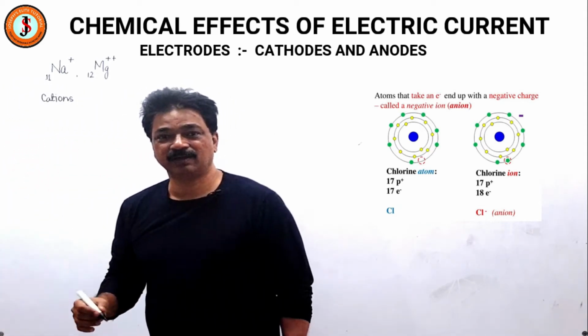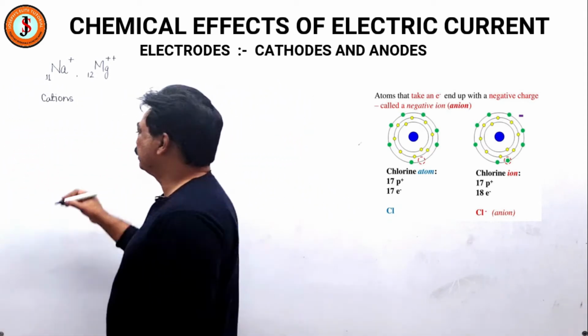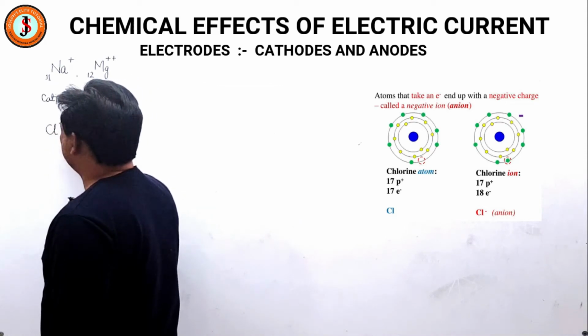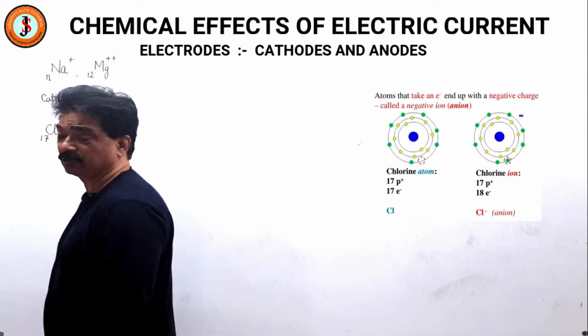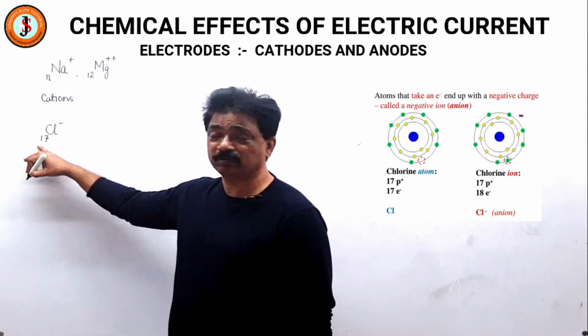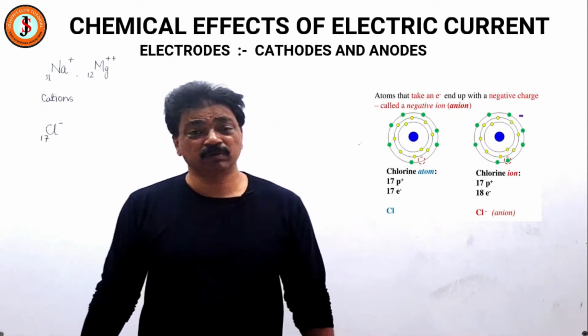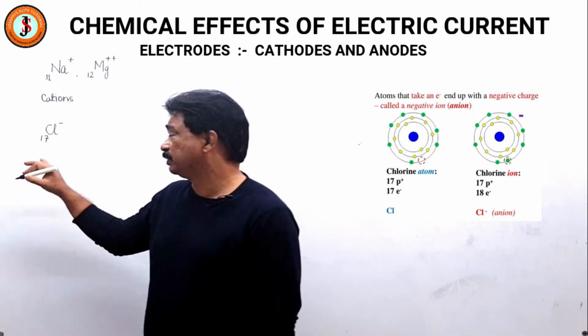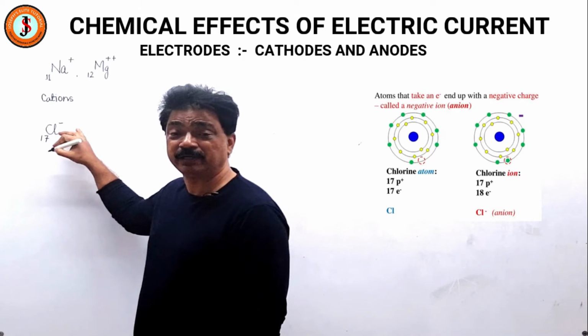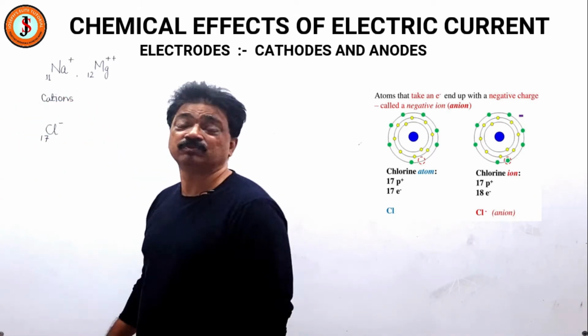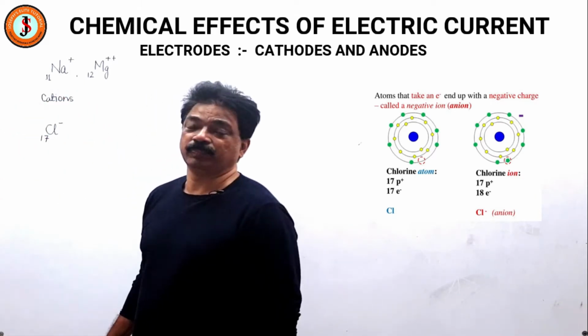What are anions? Anions are just the opposite: they have gained electrons, like Cl-. Chlorine has 17 protons because its atomic number is 17. Atomic number means the number of protons or electrons. So 17 protons, and there should have been 17 electrons too, but there is a minus charge. That means one electron has come in, so it has 18 electrons.